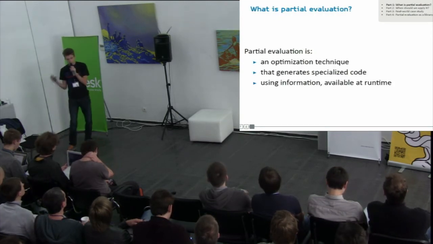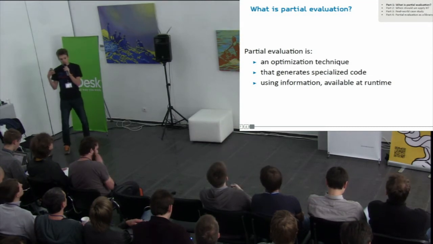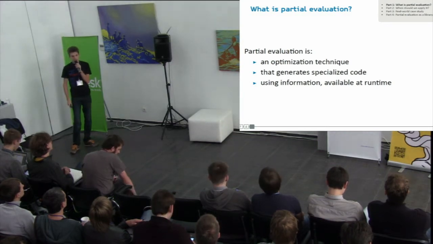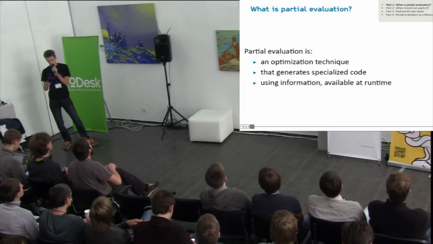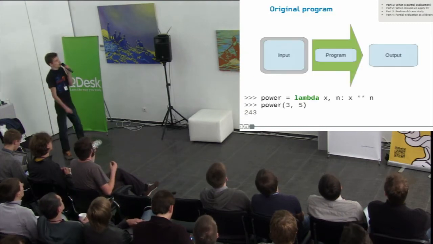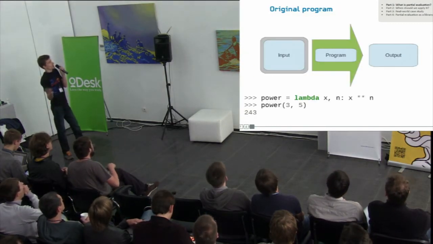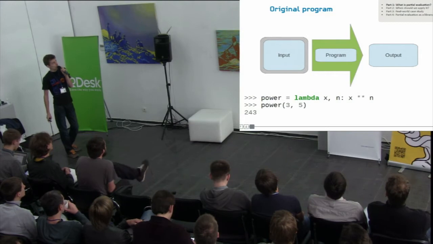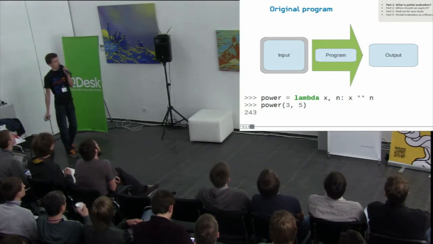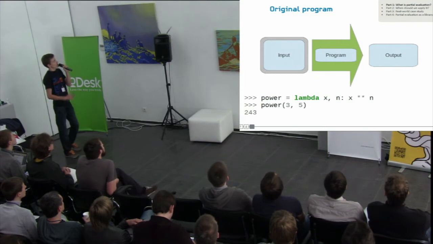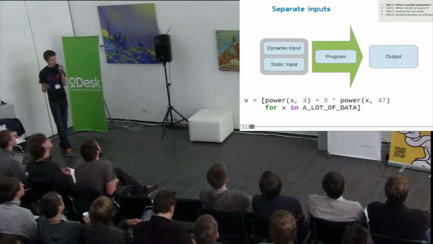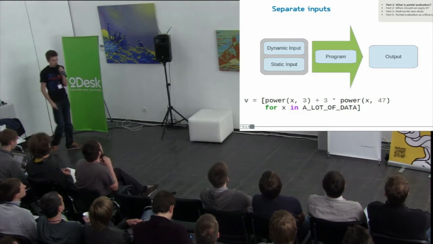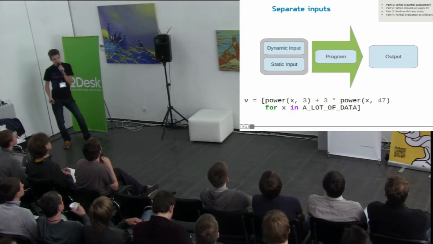So, first part, what is partial evaluation? It is an optimization technique where we generate specialized code using information that is available at runtime. And our hope is that this specialized code runs faster. Here's a sample program that takes some input and produces some output. As an example, here's a power function that raises x to the power of n. And sometimes we can separate input into two parts, dynamic part and static part. The dynamic part changes often, and the static part changes less often.